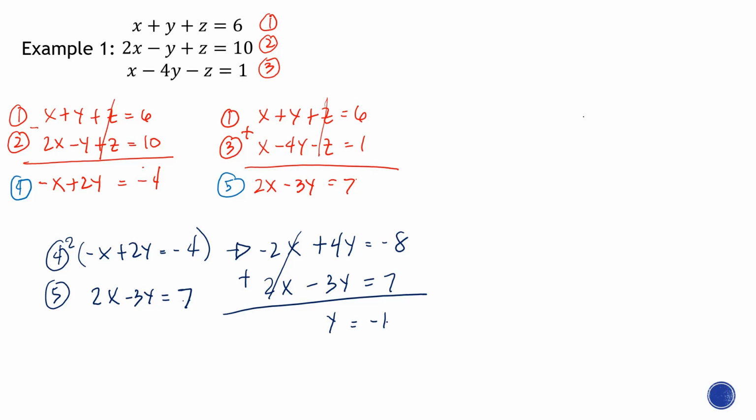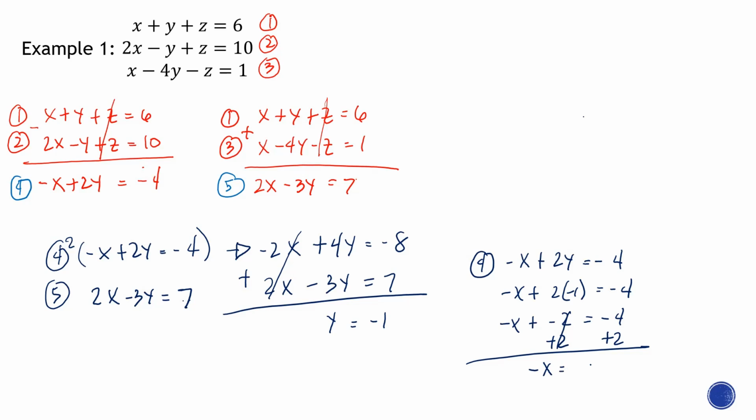Next, let's solve for x. Choose between 4 and 5. Okay, the original equations. So let's use the fourth one. -x plus 2y equals -4. And then y equals -1, right? This is -2. I will add 2 on both sides, and then divide by -1 because we want that x to be positive. So now we have the x and the y. We just need to solve for the z.